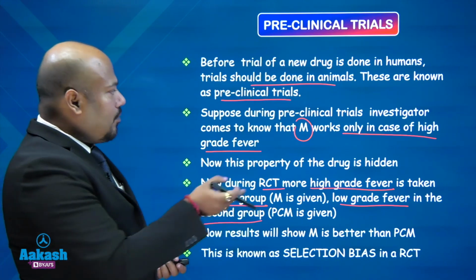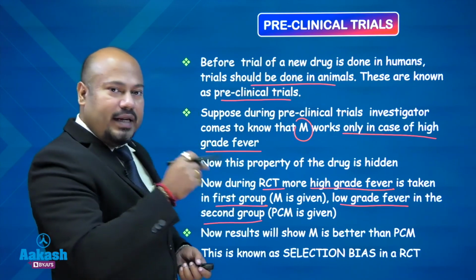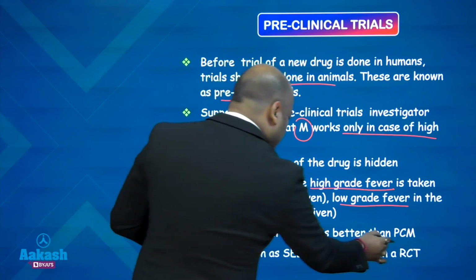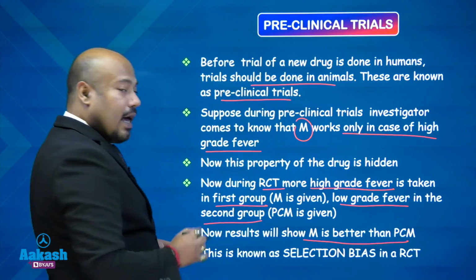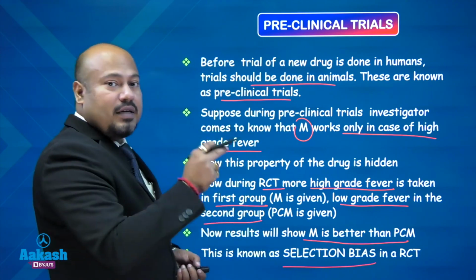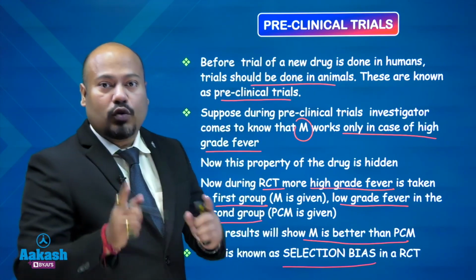Yes or no? Because in preclinical trials, he has come to know that M works only in case of high grade fever, right? So now results will show what? M is better than paracetamol. And what is this called? This is called selection bias. You have deliberately selected high grade fever in group 1, low grade fever in group 2.